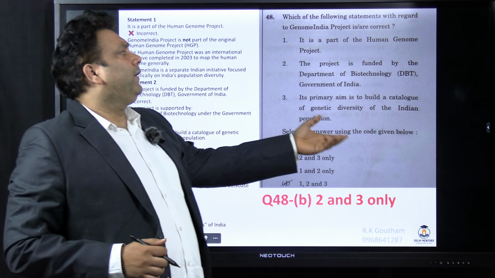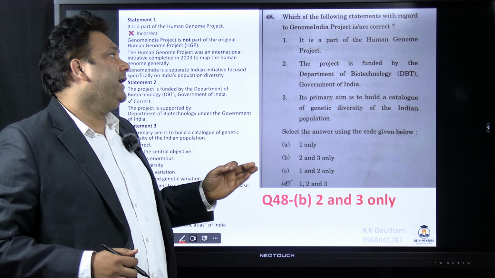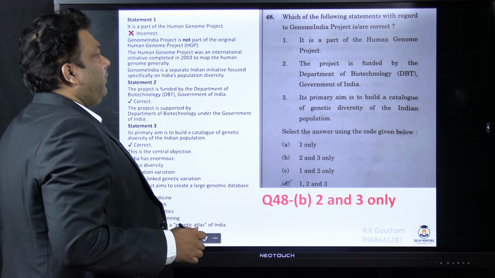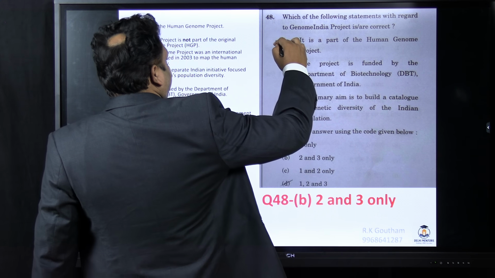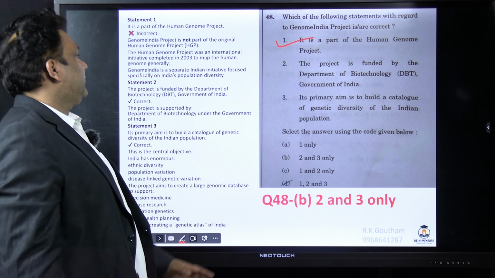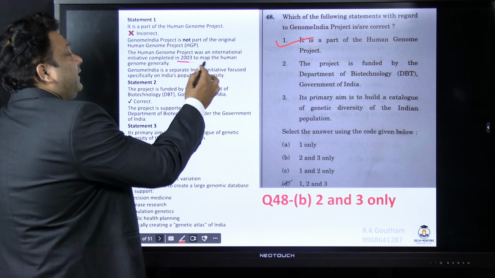Next, which of the following is right with respect to the Genome India project? So it is part of the Human Genome Project. No, okay, this is different. The Human Genome Project was completed in 2003.